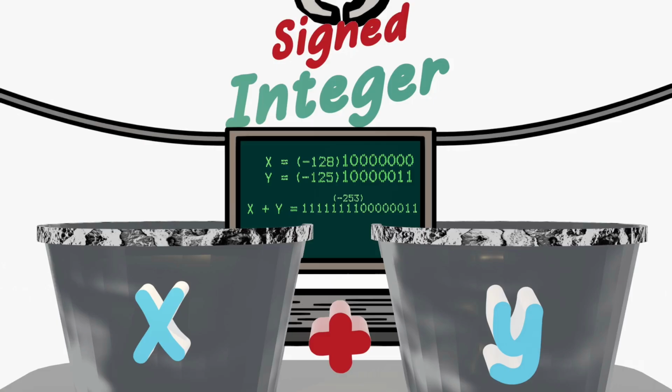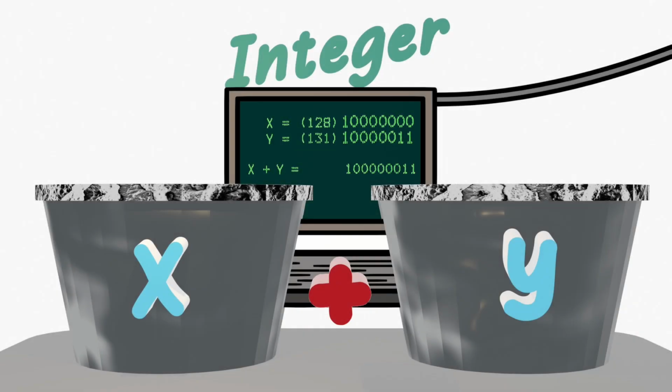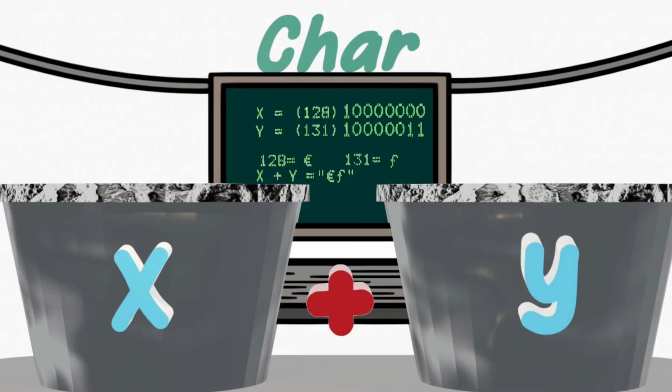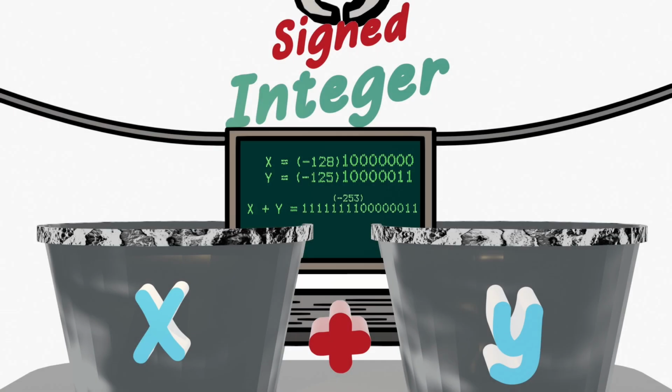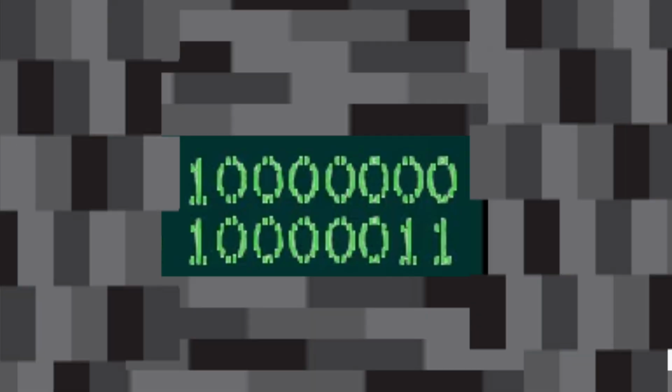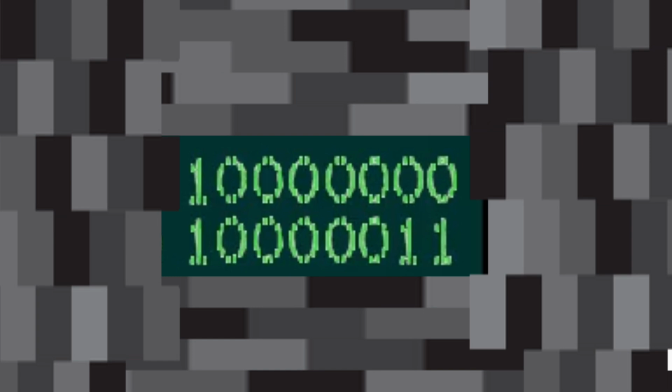All right, let's take a step back and actually look at our previous examples. In integer, we got 259, the same ones and zeros for x and y. For this char, we got a euro symbol and a function symbol. For this signed integer, we got a negative 253. Same ones and zeros for x and y, different calculations.